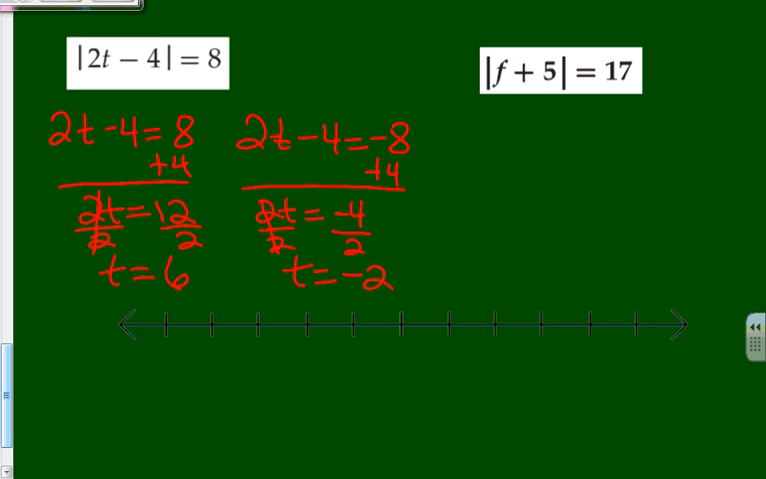So remember, every time you set up an absolute value equation, you're going to have two problems. Drop the bars. It could be f plus 5 equal positive 17, or f plus 5 equaling a negative 17. And you'll get two answers to graph. Let's go on to the next part of our lesson.